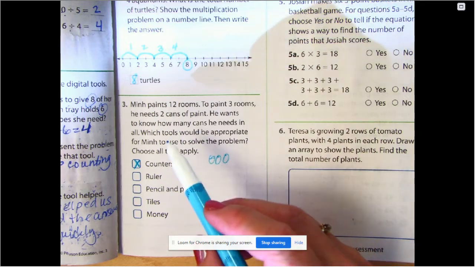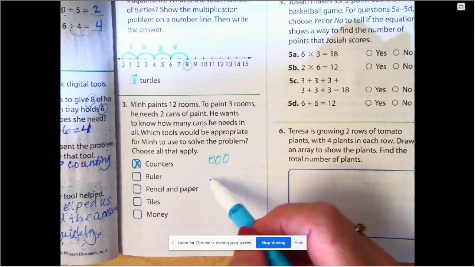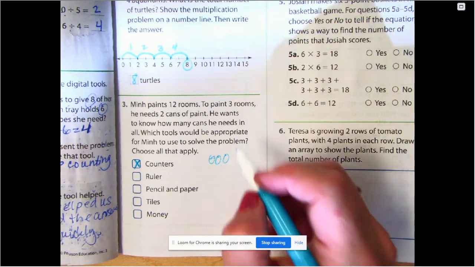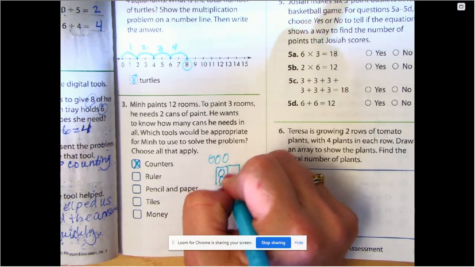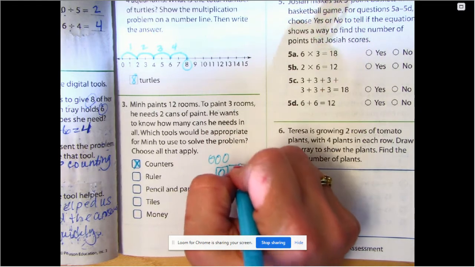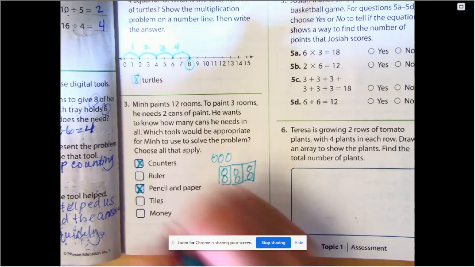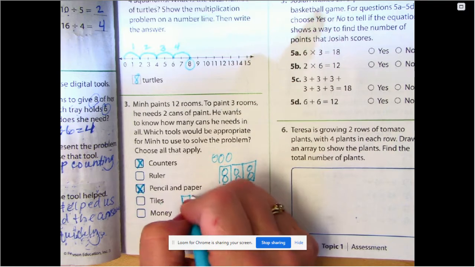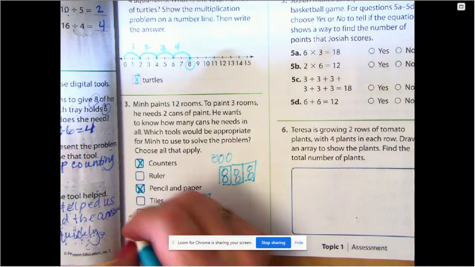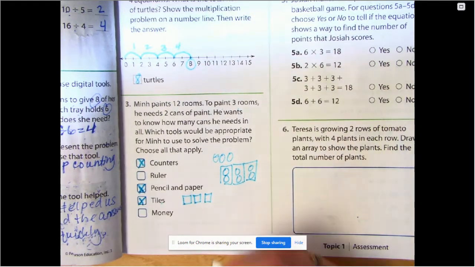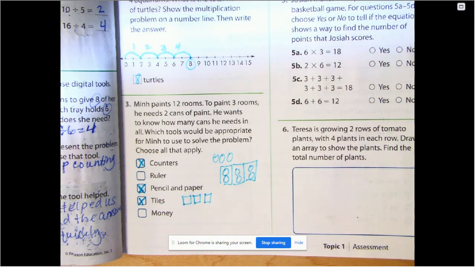Didn't actually say we needed to know how long anything was. How about a piece of paper and a pencil? Could we figure it out by drawing a picture? So he needs 2 cans for 1 room, and to paint 3 rooms, he needs to have that many cans. Yes, we could do paper and pencil. How about tiles? Tiles are these, where it's a square. Could we use those? That would work. How about money? Is it asking us anything about money here? I don't think that one would help us out too much.